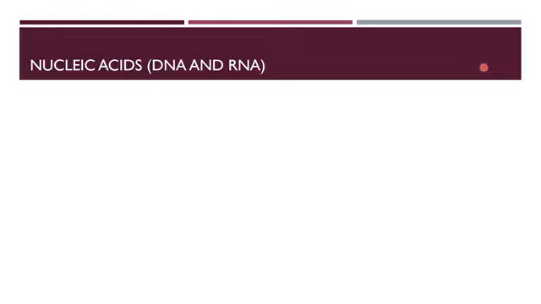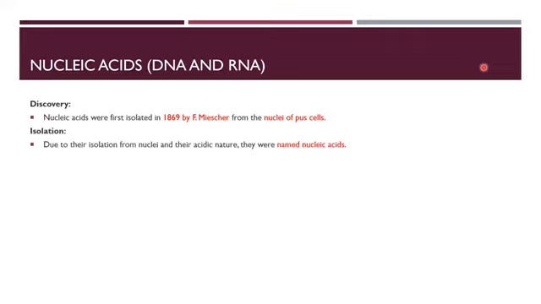Okay, so the nucleic acids, DNA and RNA discovery. So who discovered the nucleic acids? They were discovered by Frederick Miescher in 1869 from the nuclei of pus cells. Okay, and how they were isolated. When they were isolated, they were named nucleic acids because they were discovered from the nucleus, and because of their acidic nature, they were named as nucleic acids.